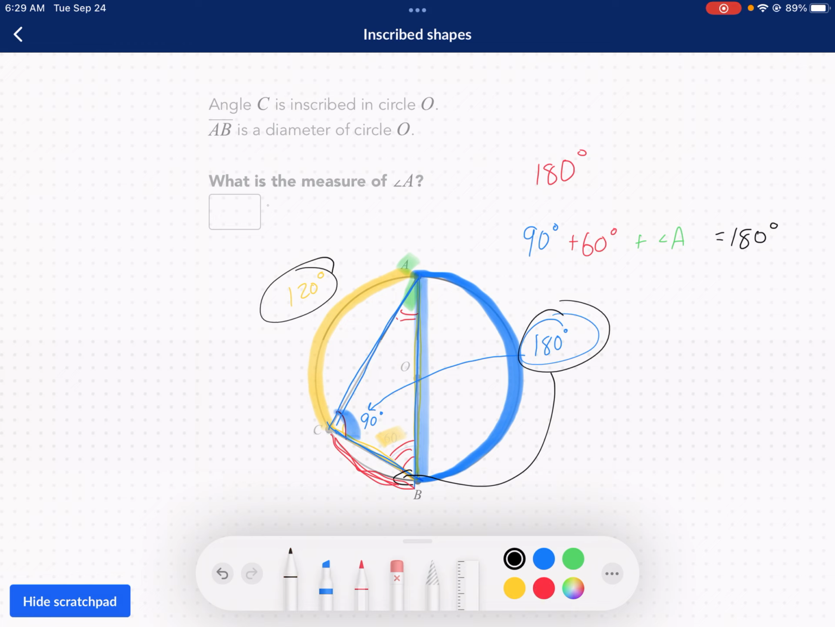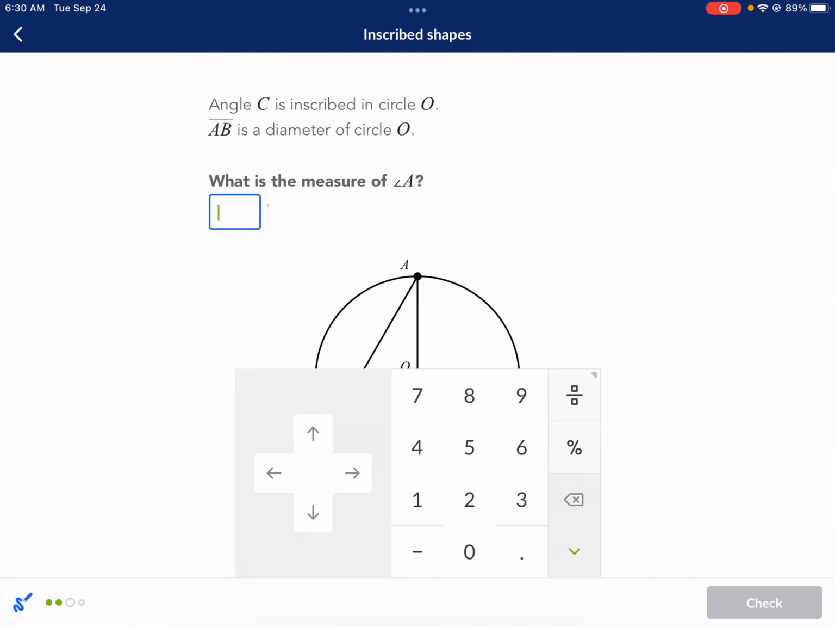I know that this is a 30, 60, 90 triangle, but this is 150, just to show you. Plus A equals 180. So then I subtract by 150. Sorry, my handwriting's suffering a little bit. And I have measure of angle A equals 30 degrees. If you just recognize 30, 60, 90, even better. But 30 degrees is the measure of angle A.